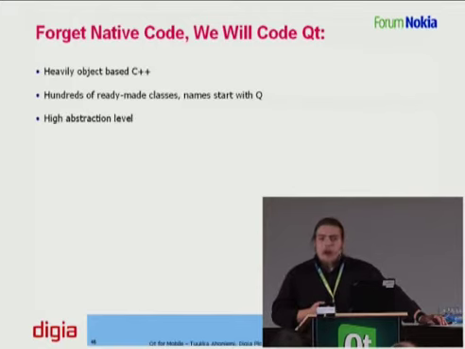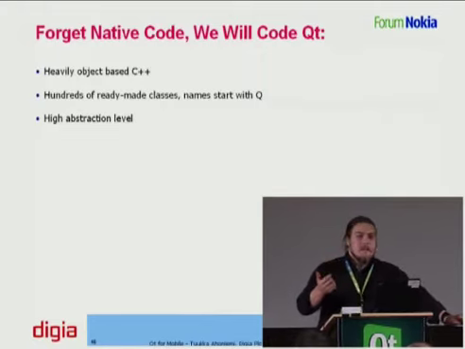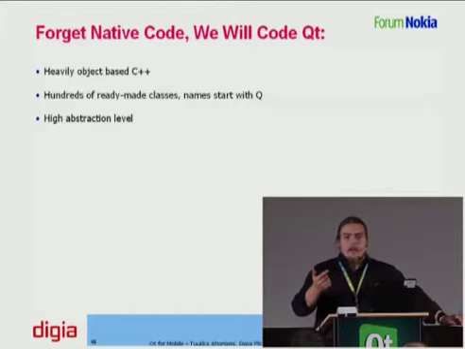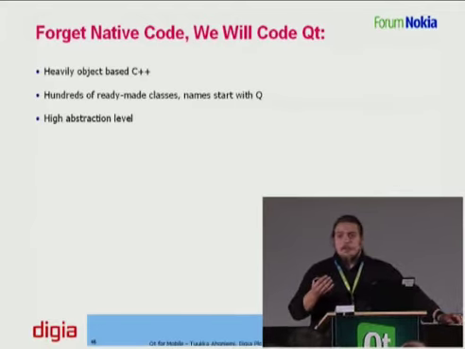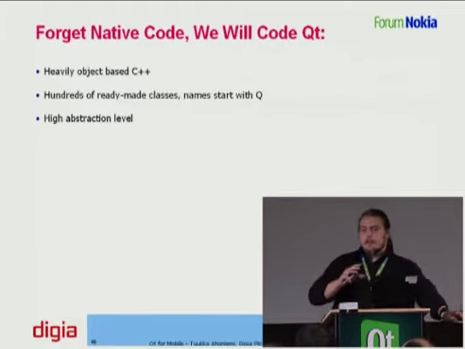Abstraction level is pretty high. You can send a text message, an SMS, with just a couple of lines of code. You create a QMessage, you set the recipient, you set the content, and then you call send. That's how you would want it to work. But try to do that in Symbian with four lines of code. That's a bit of a lower abstraction.